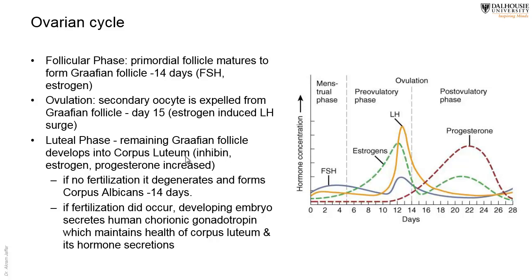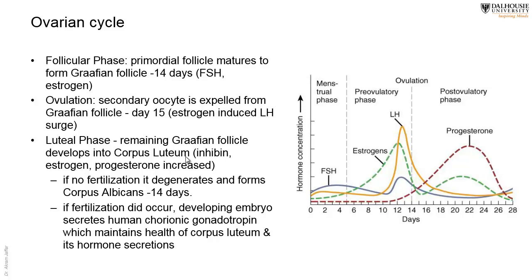So this is more physiology about the control of the ovarian cycle. The follicular phase is when the primordial follicle matures into a Graafian follicle, as I mentioned, in 14 days. This is under the effect of follicular stimulating hormone, and as the follicle is growing, the follicular cells are producing estrogen, so the estrogen will rise until it reaches the level where it's going to trigger the luteinizing hormone.